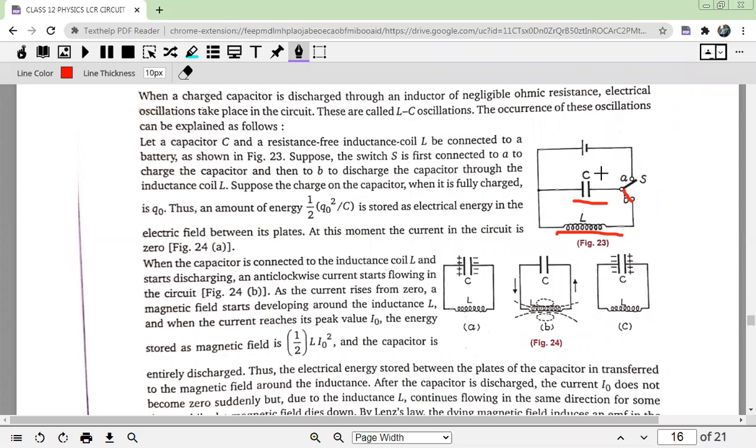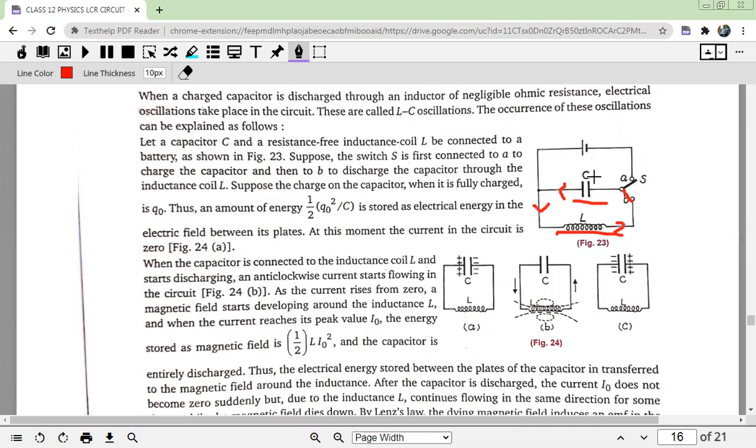So what will happen? Because it is fully charged, there is a potential difference V. Because of that potential difference, a current will be set up in this circuit, which I am showing here. It's clear. Current will start flowing in this direction, this way. Here it is shown in this diagram. Here current is flowing in this way.